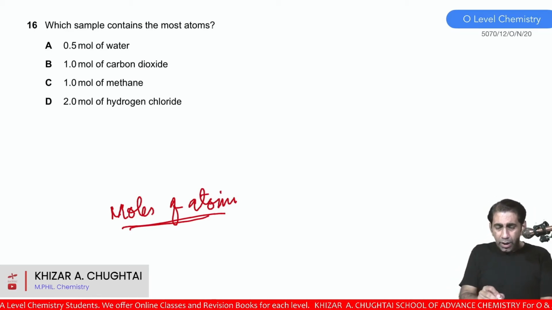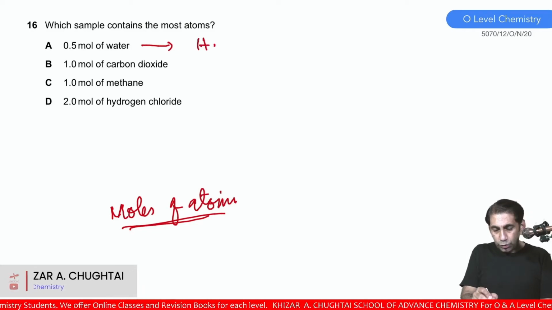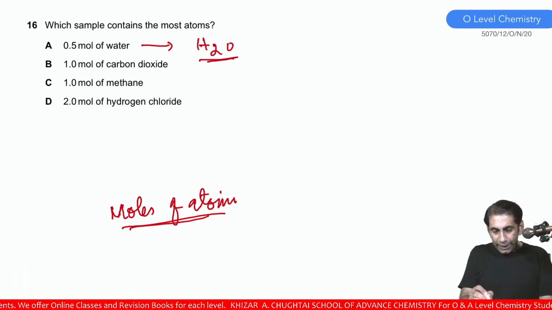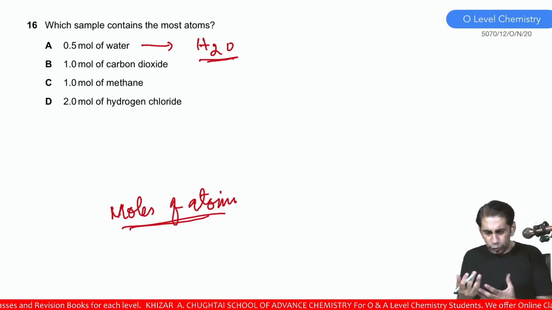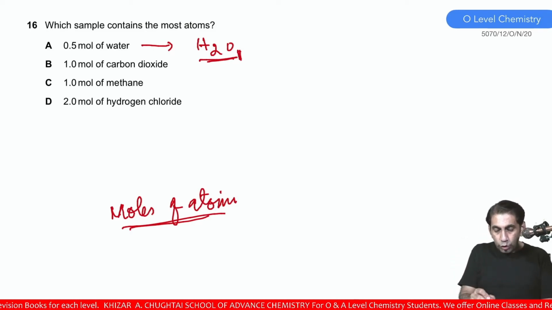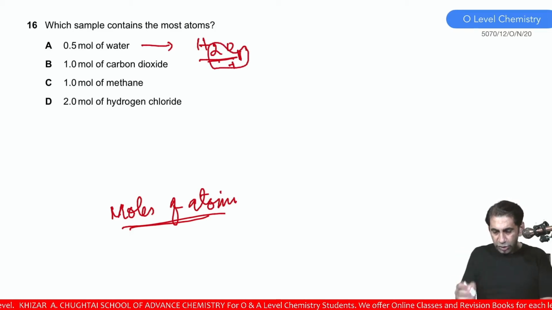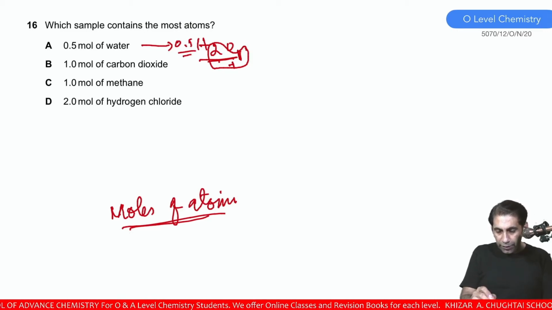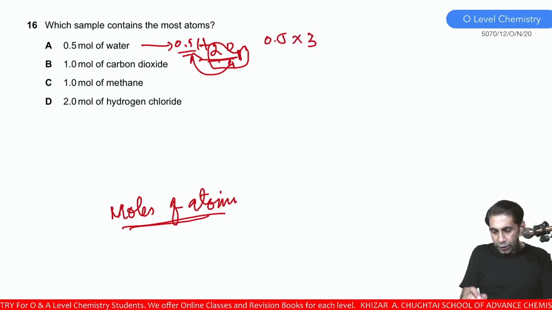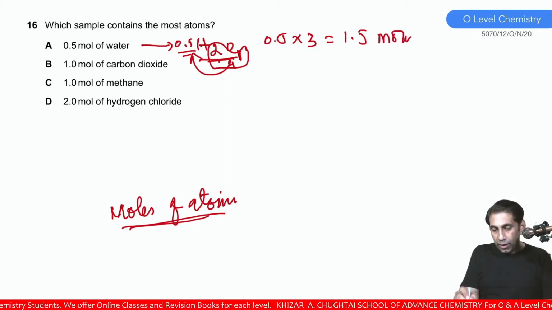Let's see. It's water. I'm going to write this formula H2O. In 1 mole of H2O, there are 2 moles of hydrogen plus 1 mole of oxygen, so 3 moles of atoms in total. We have 0.5 mole of H2O, so 0.5 into 3 is equal to 1.5 moles of atoms.